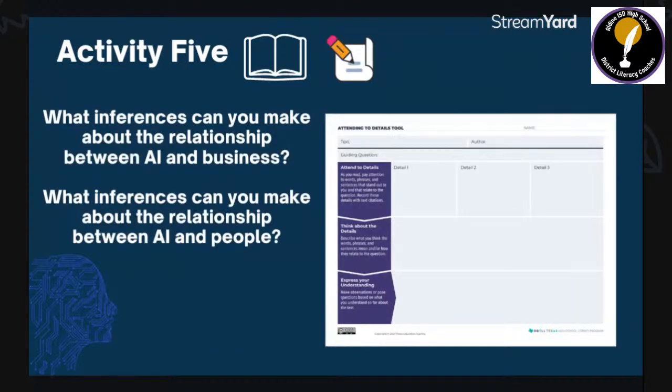Answers are discussed as a class, then in groups. Students choose one of the questions on the screen and use an attending to details tool to answer it. Observations are compared with those of other groups, and students discuss why there might be differences.